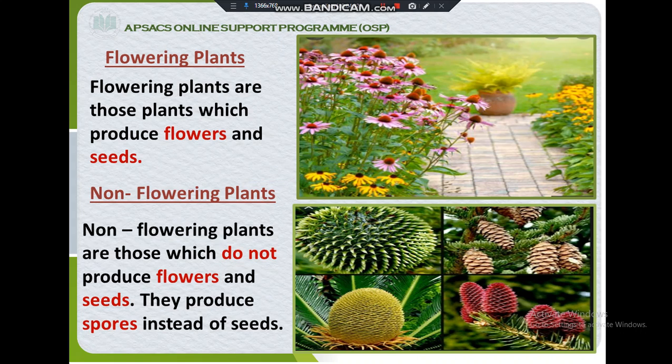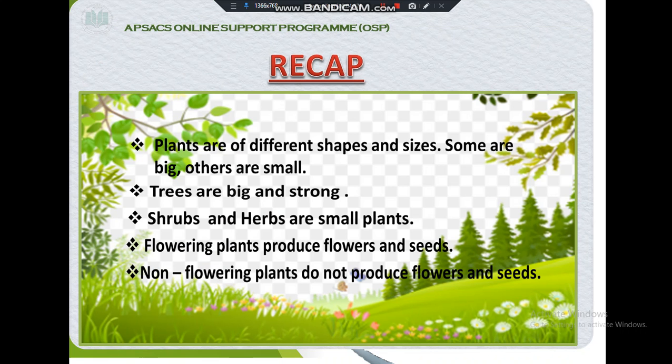So in the next picture you can see there are no flowers. So these are plants which do not have flowers. It is clear by the name: non-flowering plants. Non-flowering plants are those which do not produce flowers and seeds. When they do not have seeds, how will they grow? Do you know how they grow? They produce spores instead of seeds.